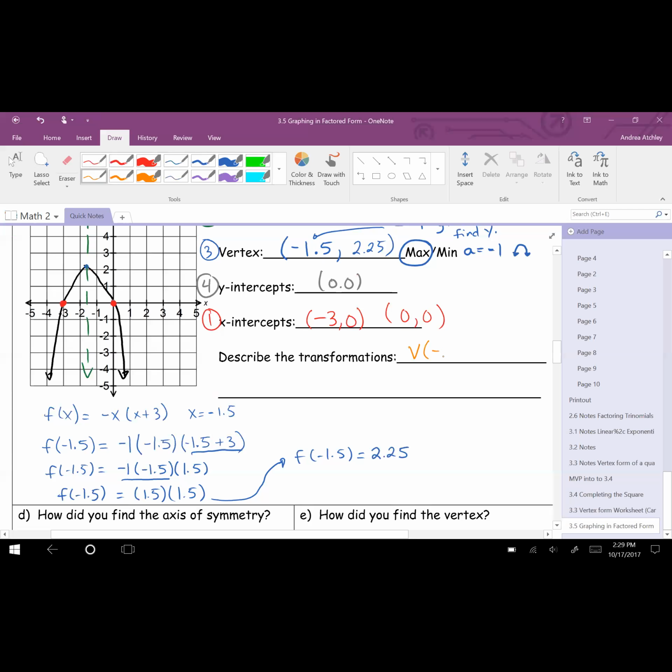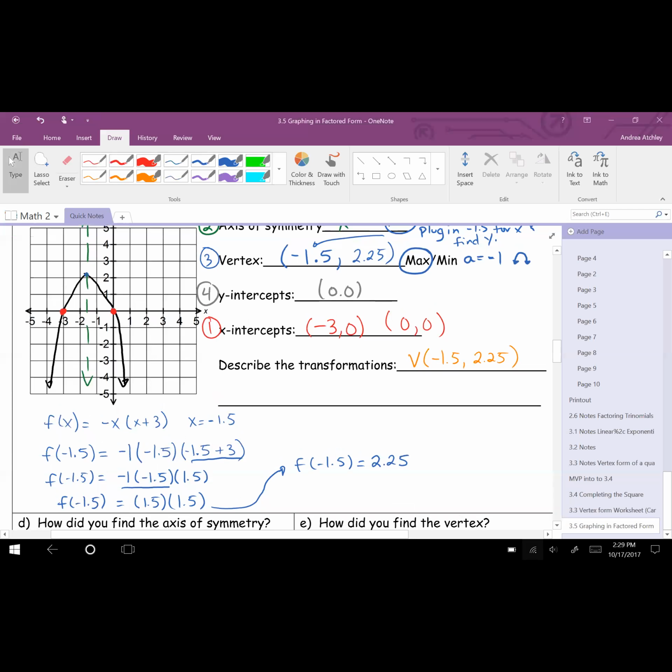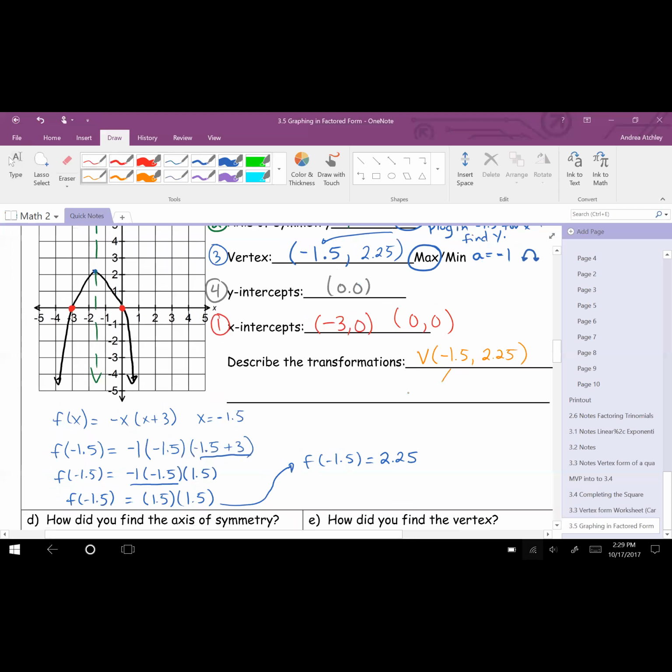My vertex is negative 1.5 and 2.25. So this tells me it moved to the left 1.5. And the 2.25 is up 2.25.